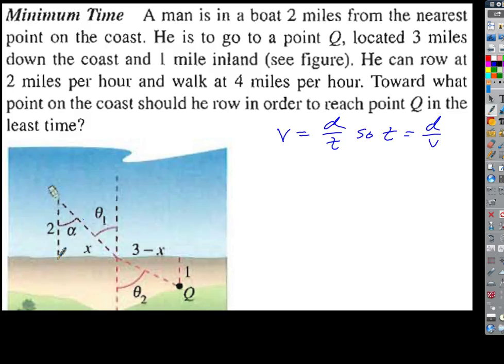So if this distance where we're aiming, how far we're aiming down the coast, we're calling x, the distance in the water is the square root of x squared plus 2 squared, by the Pythagorean theorem, okay? And then down here, the distance across the land would be the square root of (3 minus x) squared plus 1 squared, right?